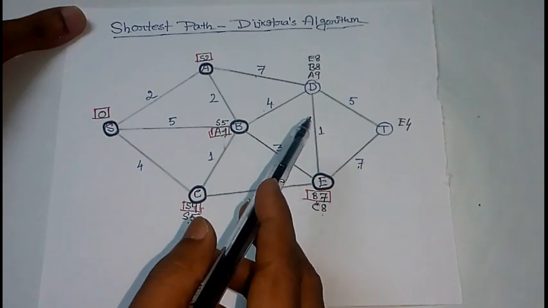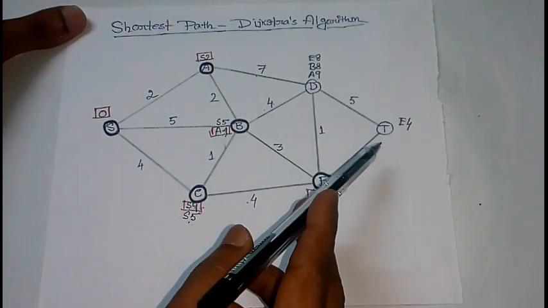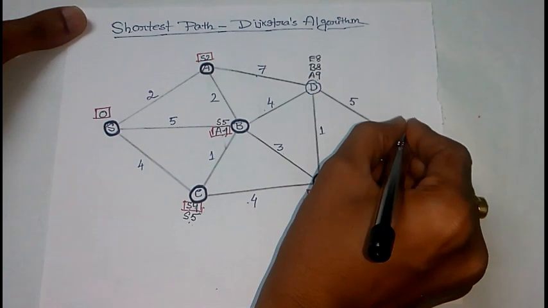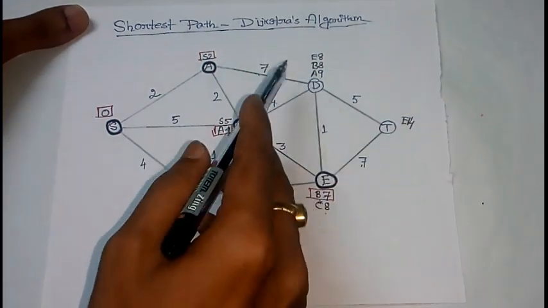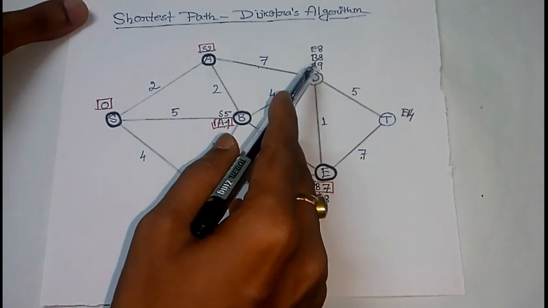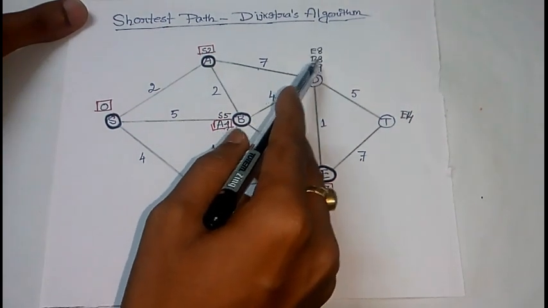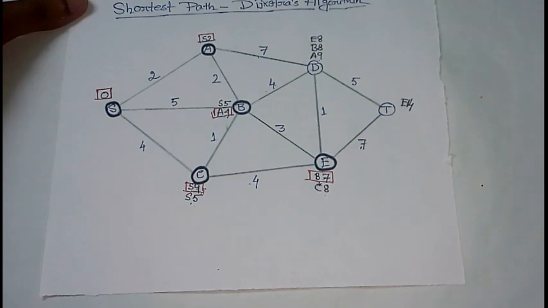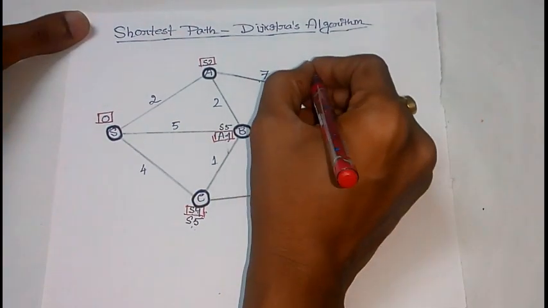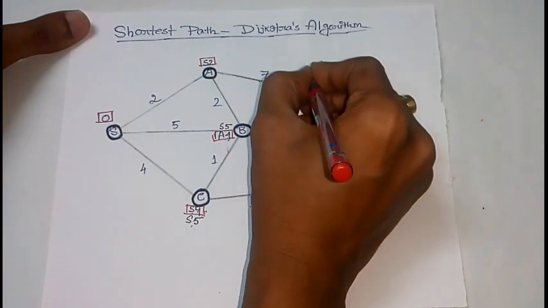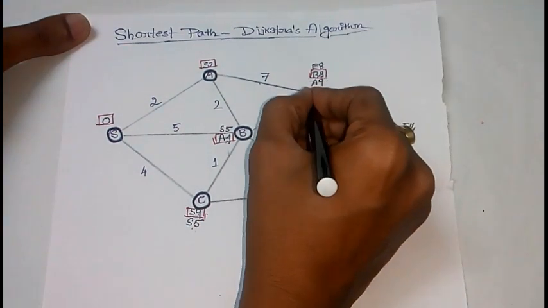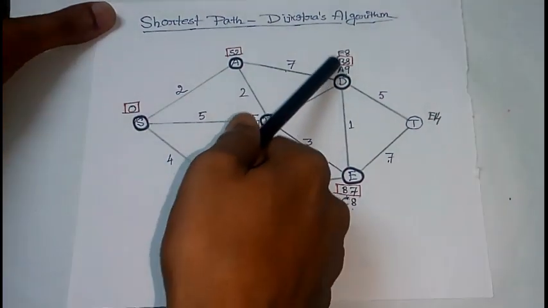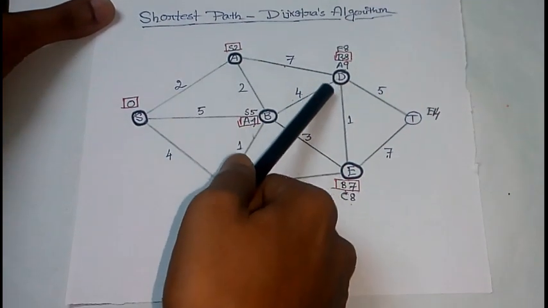And now what is the minimum value among these temporal levels? And this is 8. So there is a tie, E8, B8. So we can select any one of them. Suppose we are selecting this B8. So we are selecting this vertex D, and B8 is the permanent level of D.